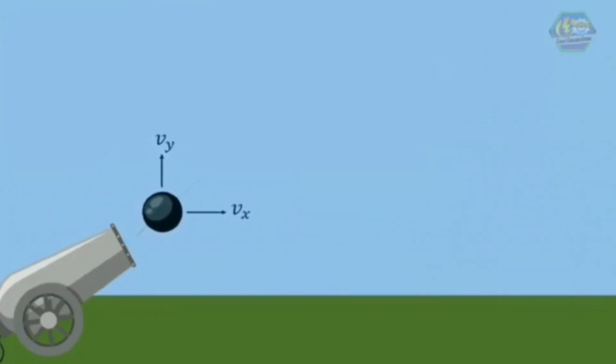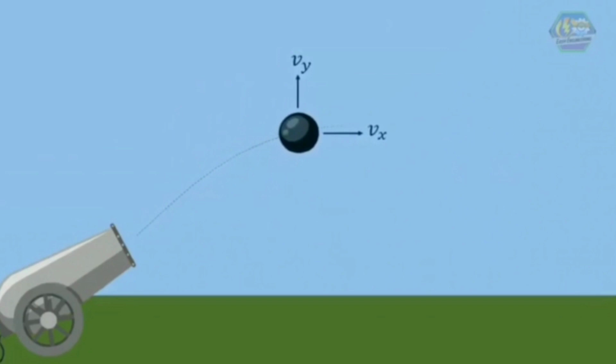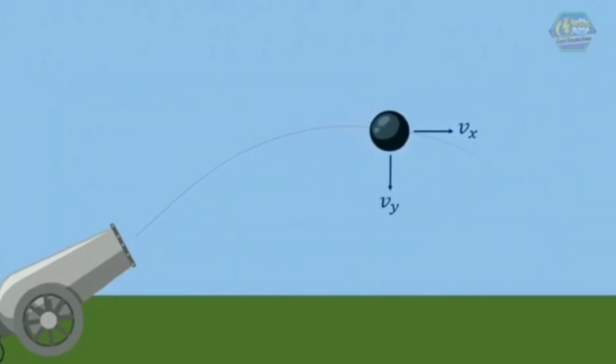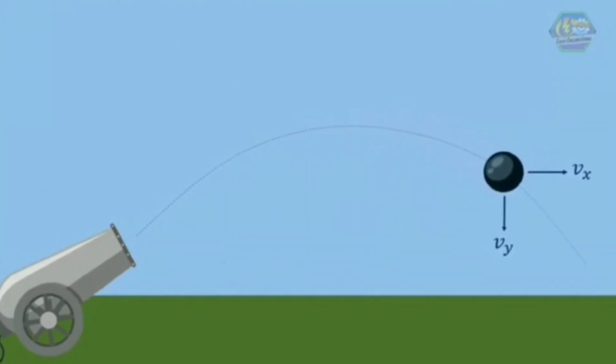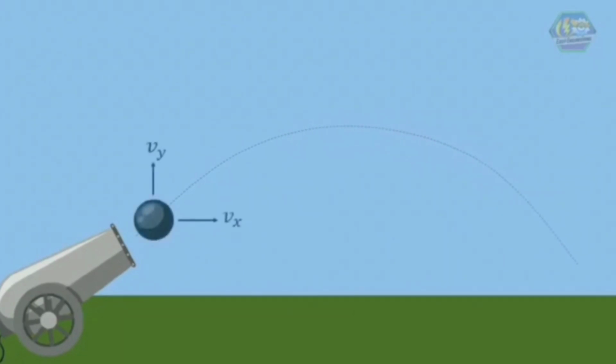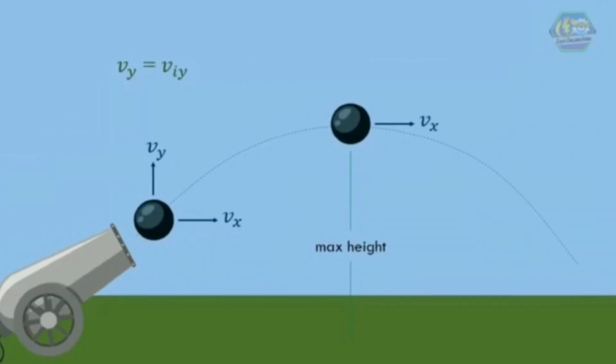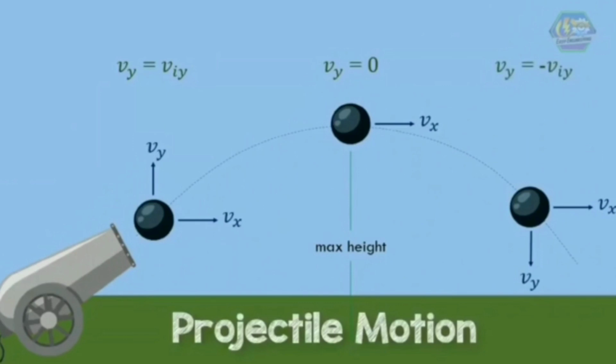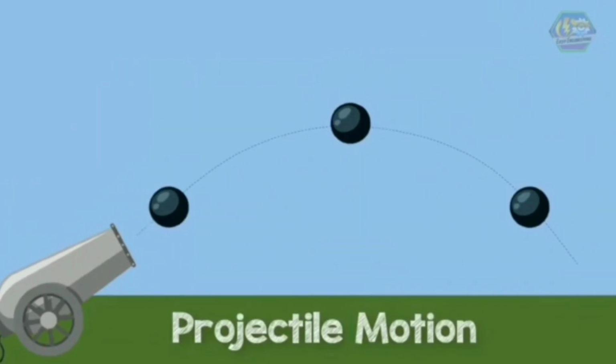To sum up everything, the velocity along the x direction is constant and the velocity along the y direction is changing with respect to its position. Initially, the velocity along the y direction is at its initial value. When the cannonball reaches the maximum height, the velocity along the y direction becomes zero, and the velocity of the cannonball before it reaches the ground is equal to the initial velocity along the y direction but in negative value.